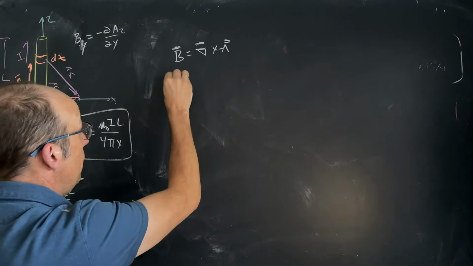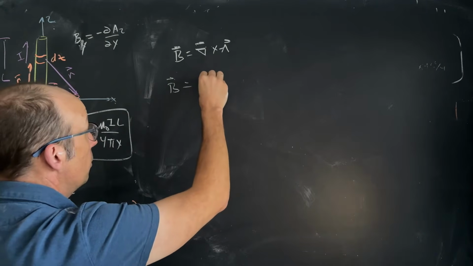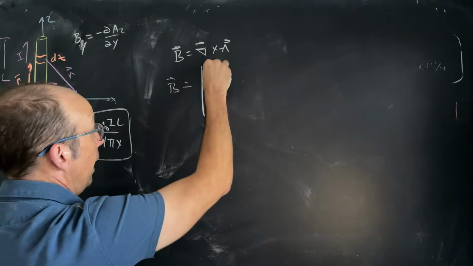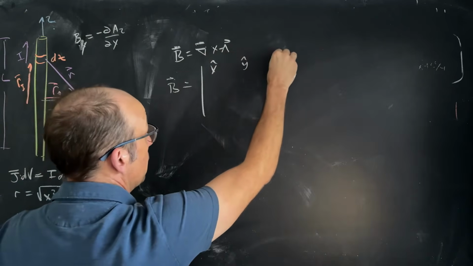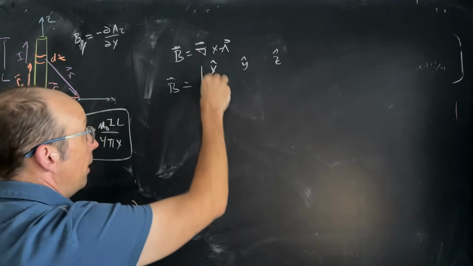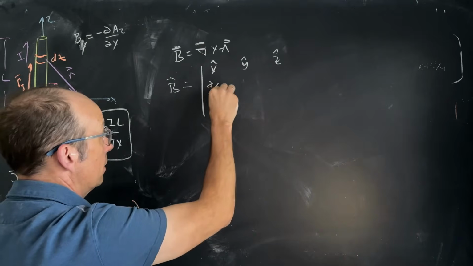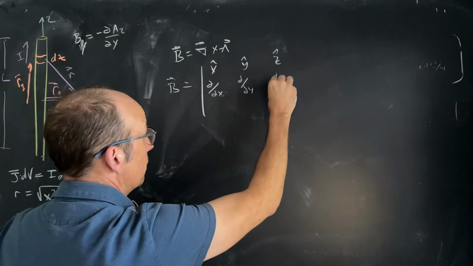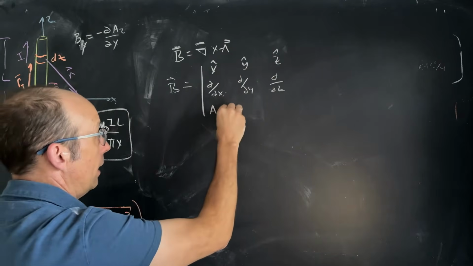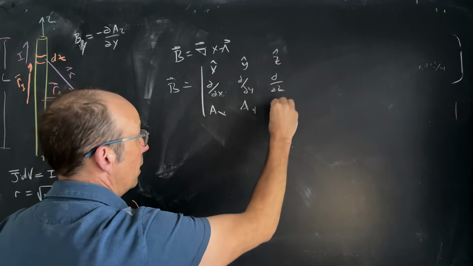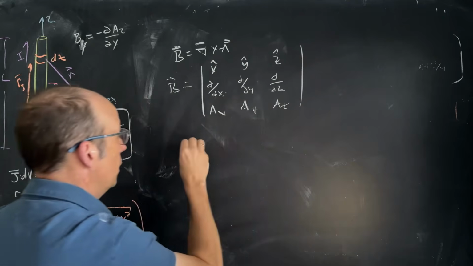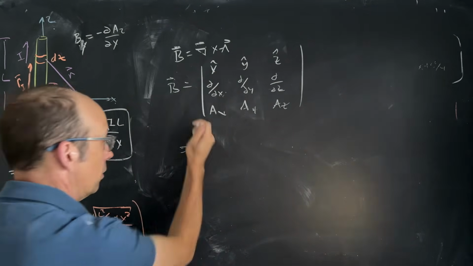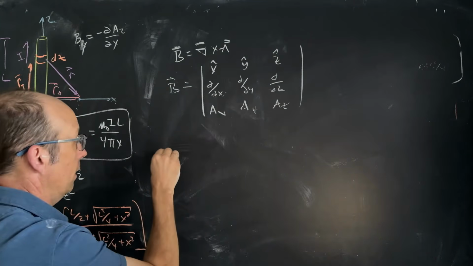So I can say B is going to be equal to the determinant of x hat, y hat, z hat. And then I'm going to put my partials here: partial with respect to x, partial with respect to y, partial with respect to z. And then I can put my A: ax, ay, az. If I do this cross product, it's going to be a mess, so I'm going to put as much room as I can.